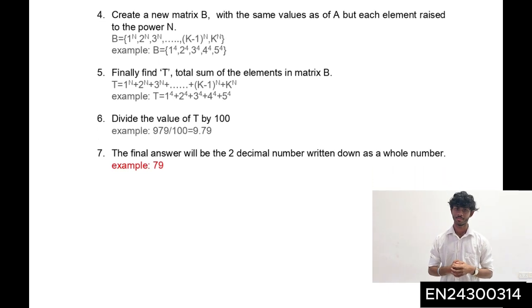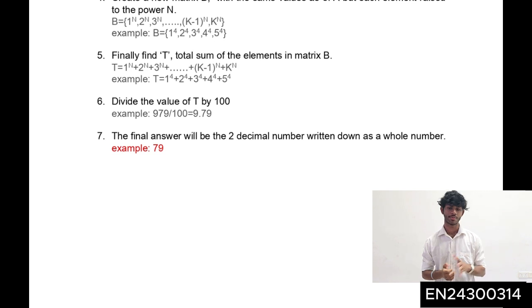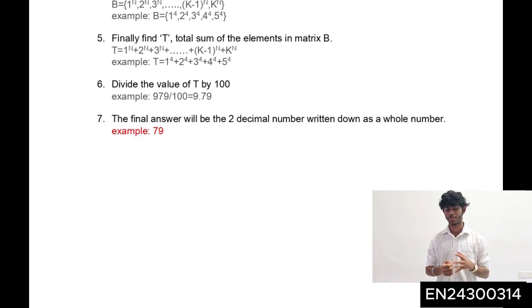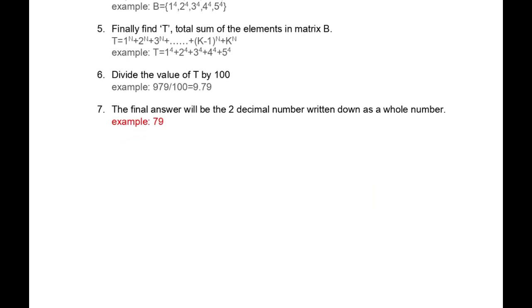Divide the sum by 100. The decimal would then move 2 points forward. The decimal number as a whole number would be your final answer.